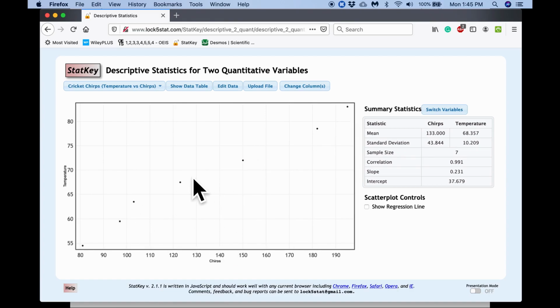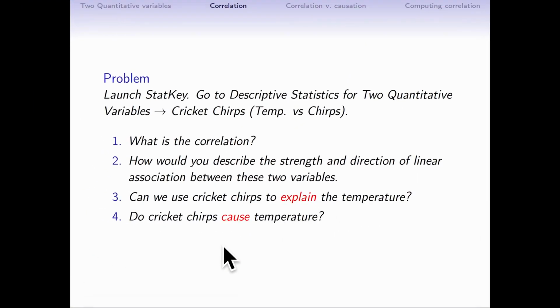It would not be surprising at all to think that we could explain the outside temperature or predict the outside temperature in terms of the number of cricket chirps or their beats per minute. So that is a likely way that we could use this data. We could explain the temperature through the cricket chirps.